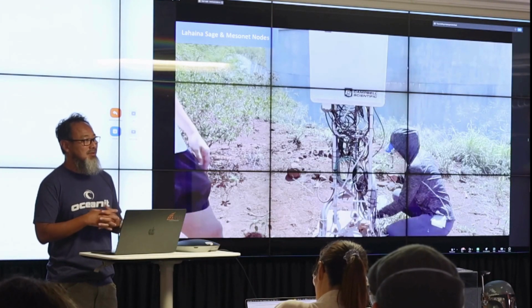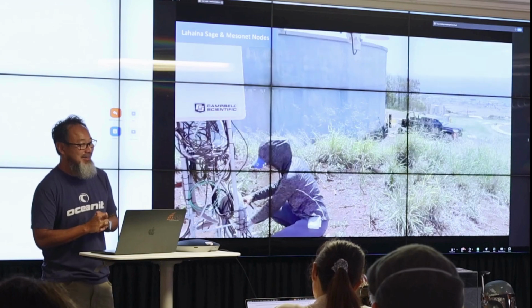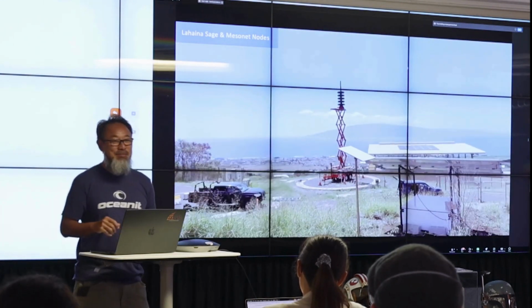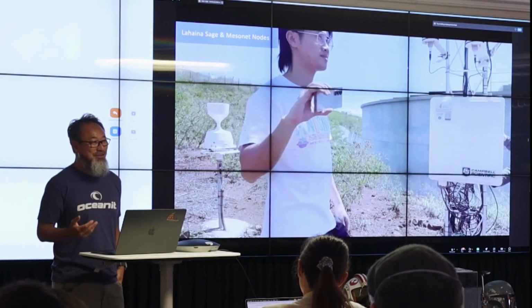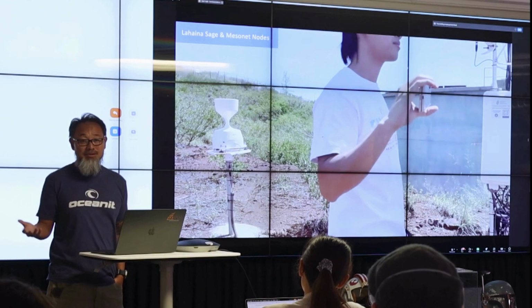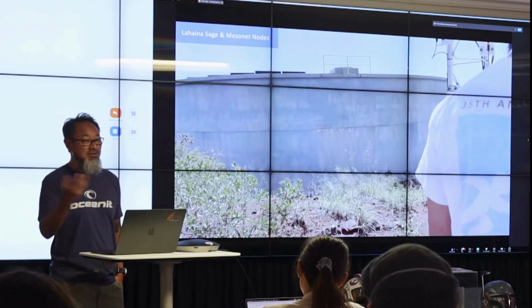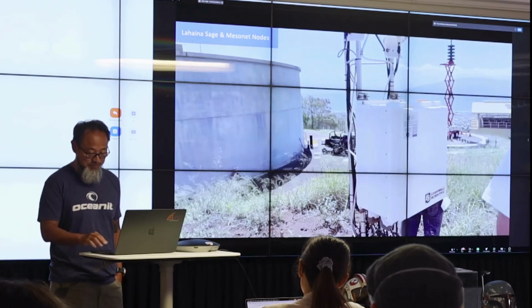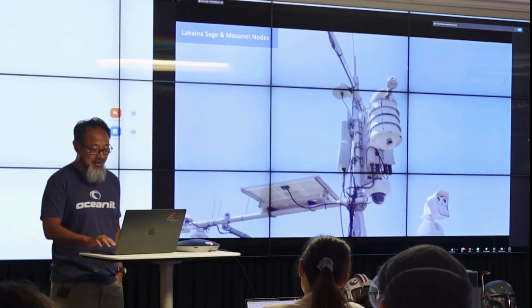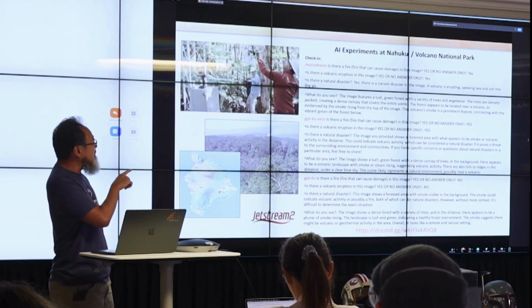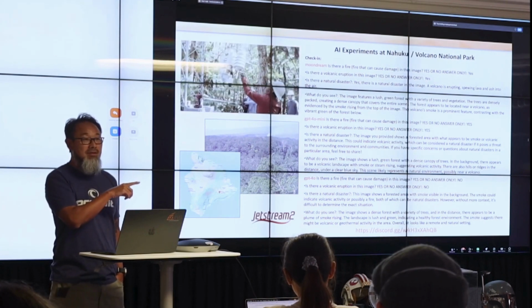I know Elon Musk is getting a bad rap these days, and sadly, I own a Tesla too. But we do rely on Starlink for this, because when Lahaina burned up, right, all the cell towers died and there was no more communication, and Starlink was the only mechanism for doing so. We also have a similar kind of setup at the Volcano National Park.